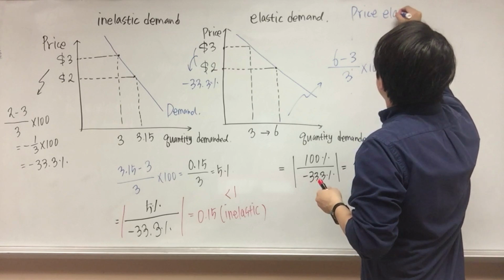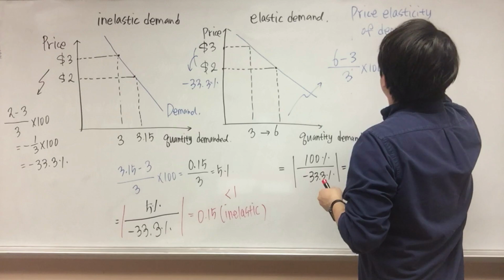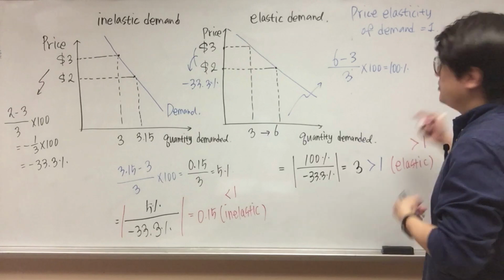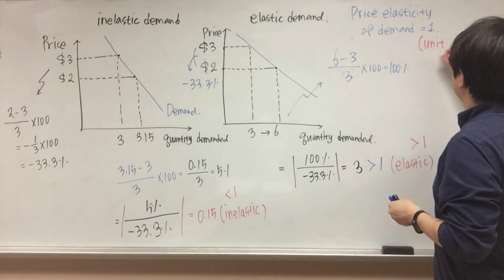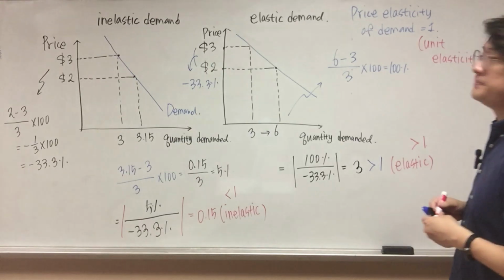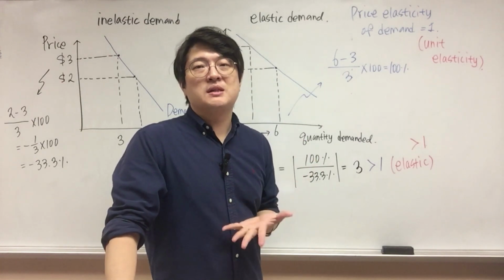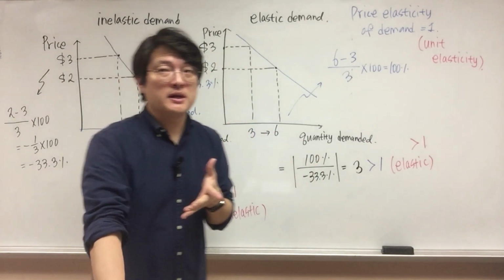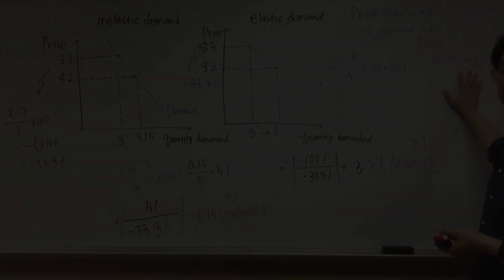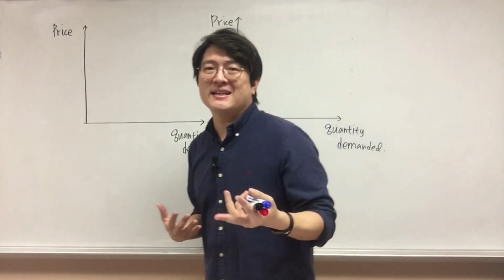Price elasticity of demand is equal to 1. Okay, we can call it unit elasticity. It means that if the price changes by 1 unit, the quantity demanded changes by 1 unit. Okay, so this is the unit elasticity.